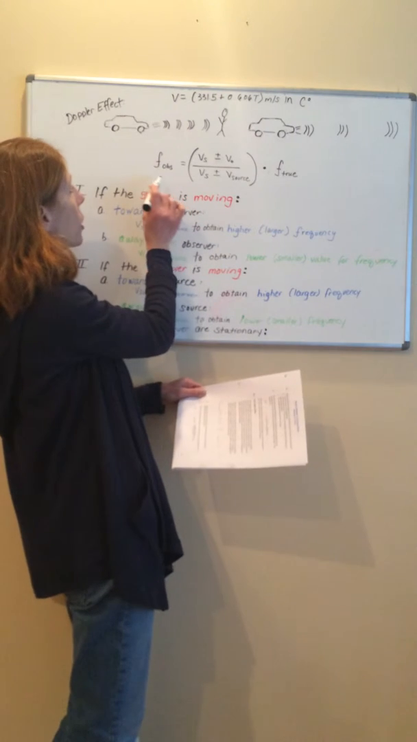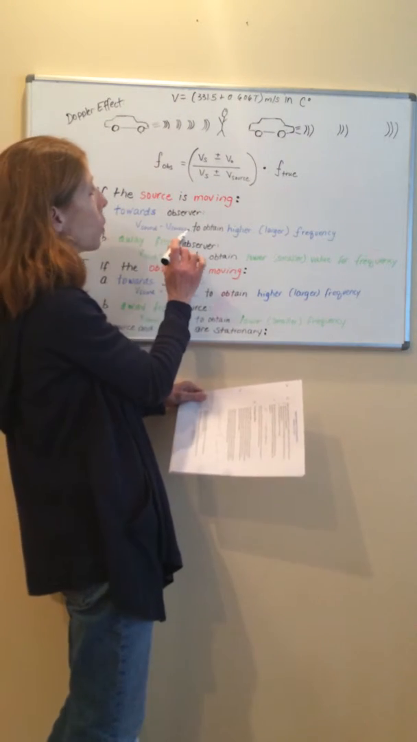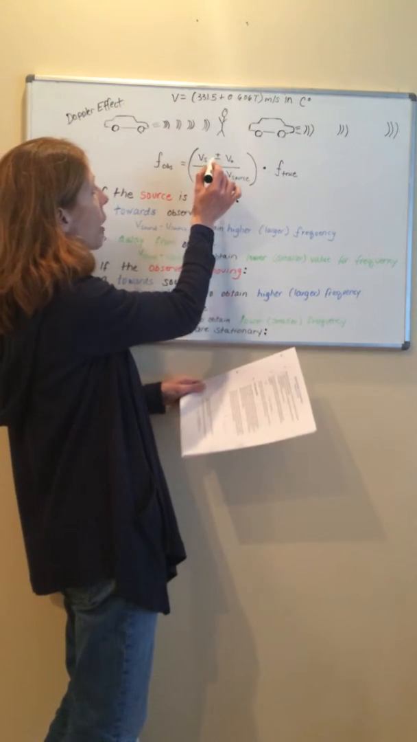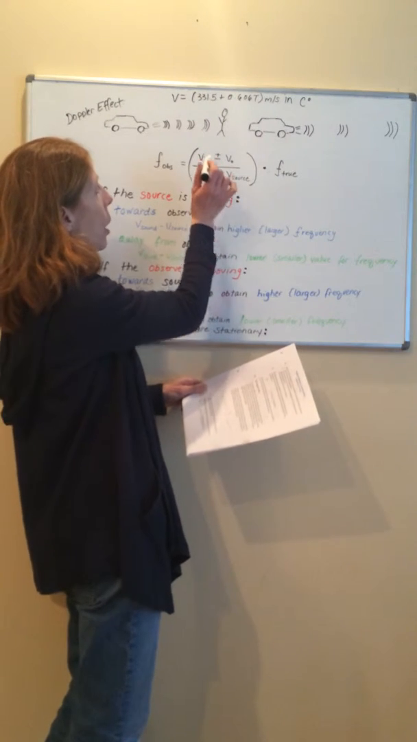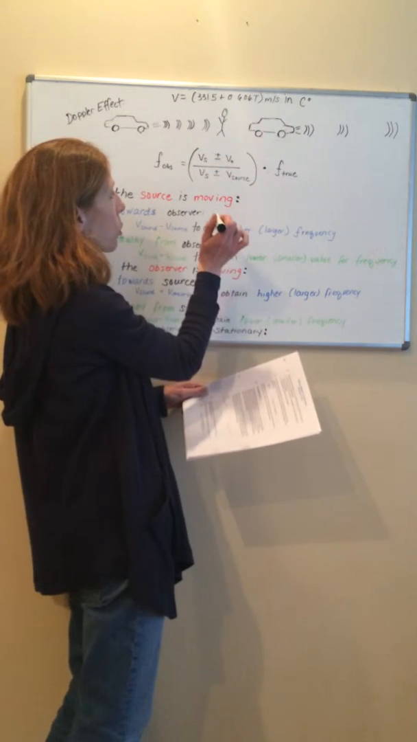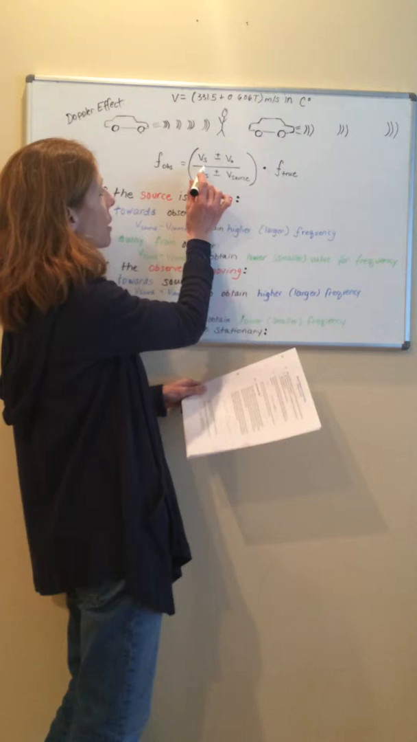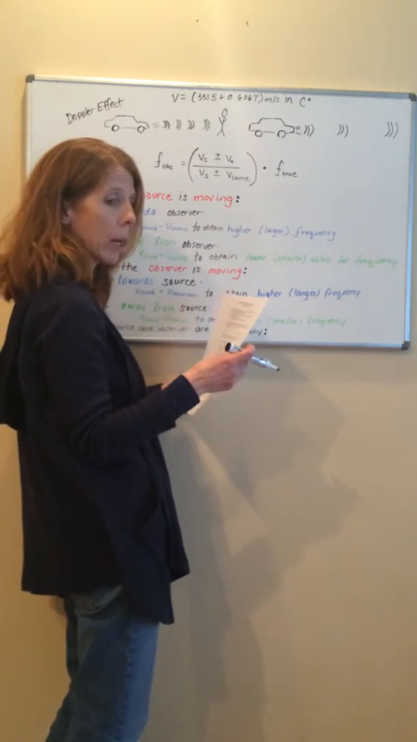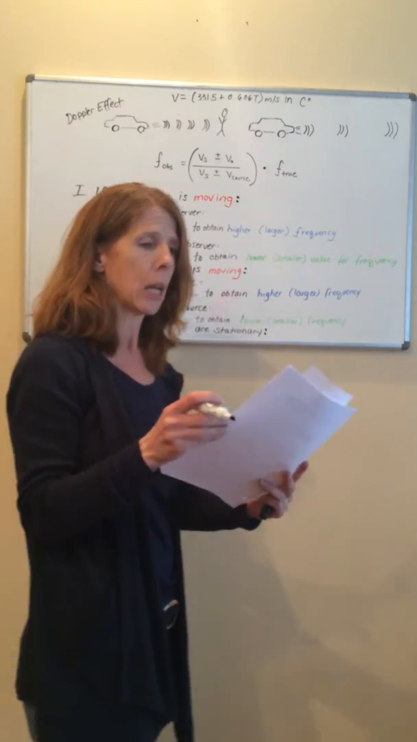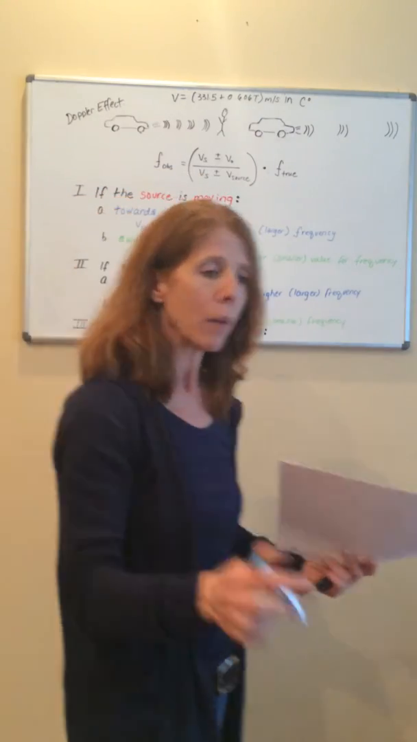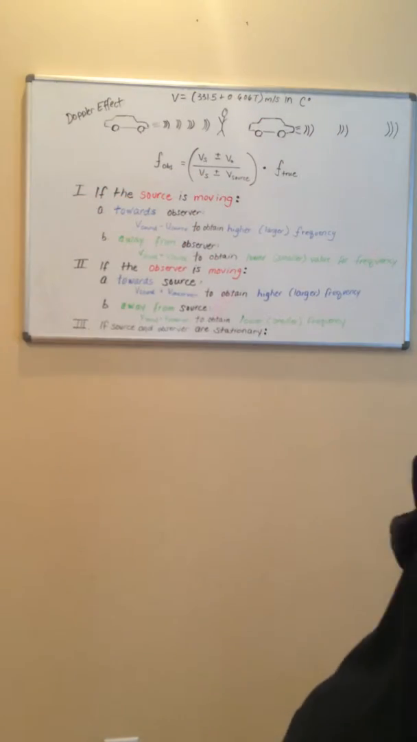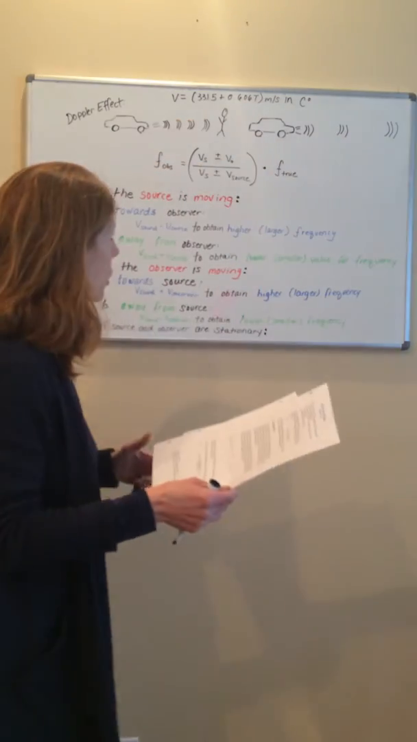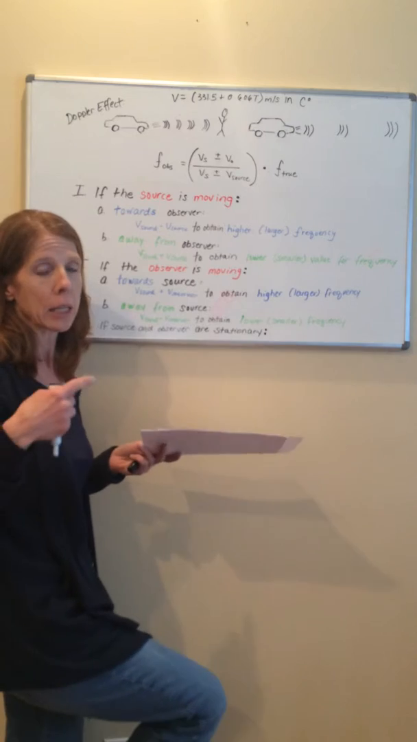So here's our equation. It's the frequency observed equals the velocity of the sound plus or minus the velocity of the observer over the velocity of the sound plus or minus the velocity of the source. Okay? Now that might seem kind of tricky and not clear, and you have to actually engage your brain to make sense of this equation.